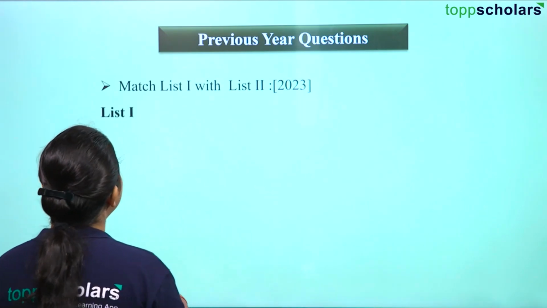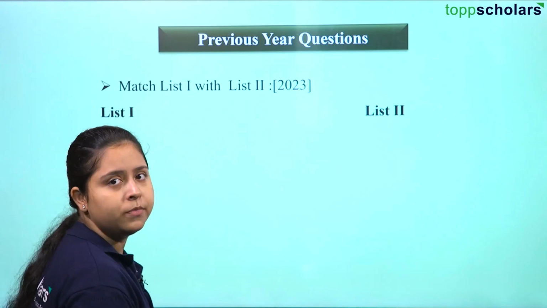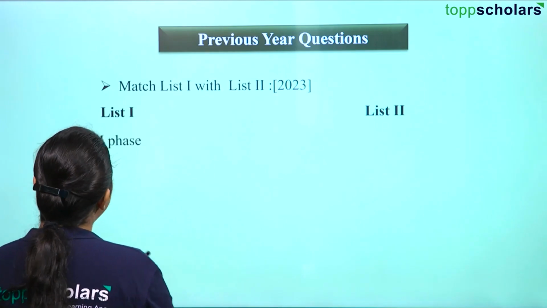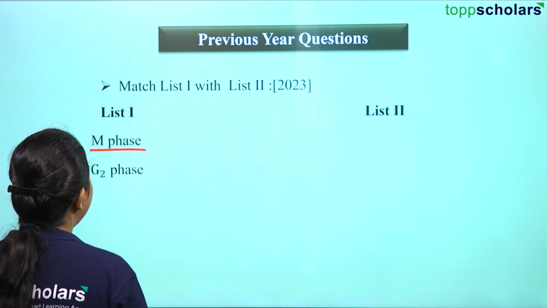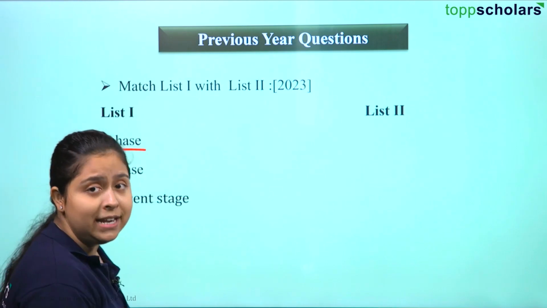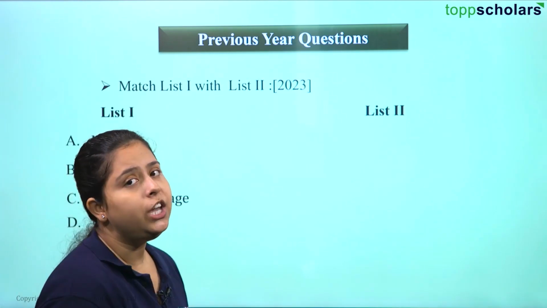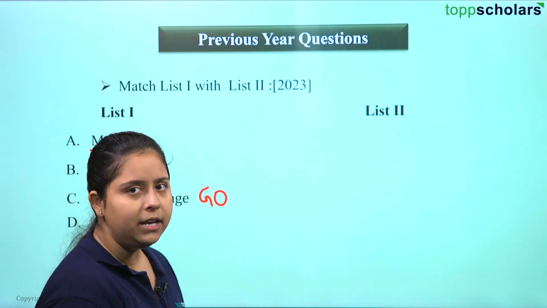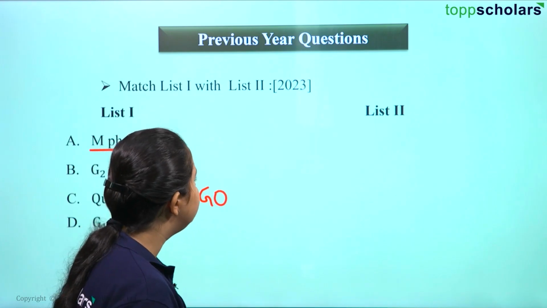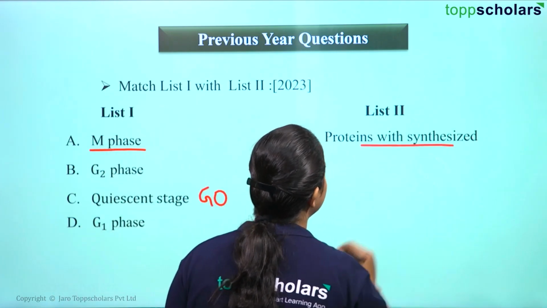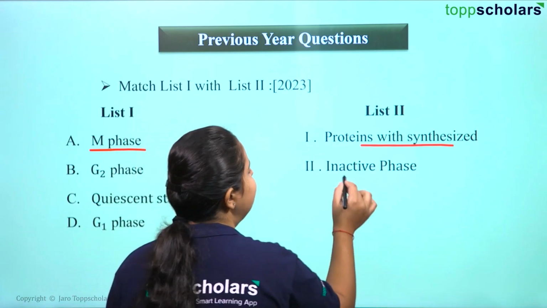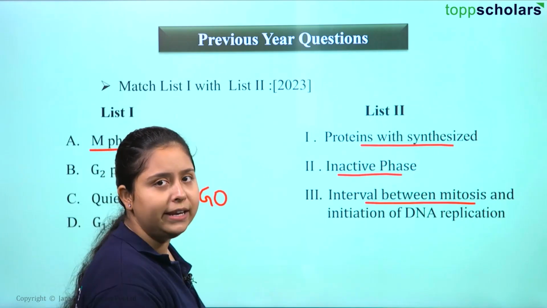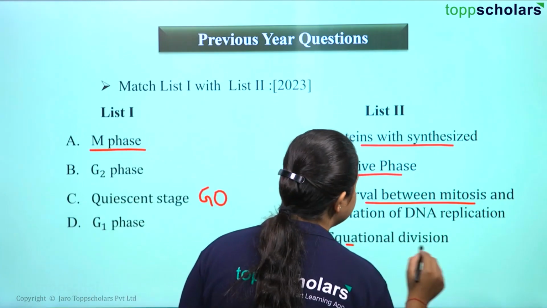Let us see. We have list 1 and then list 2. We just need to match them appropriately. That is the trick. In list 1 we have M phase, then G2 phase, third one is quiescent stage, and fourth one is G1 phase. Now this quiescent stage is nothing but the G0 phase. Let us have the entries in list 2. First one is proteins are synthesized. Second one is inactive phase. Third one is interval between mitosis and initiation of DNA replication, and fourth one is equational division.